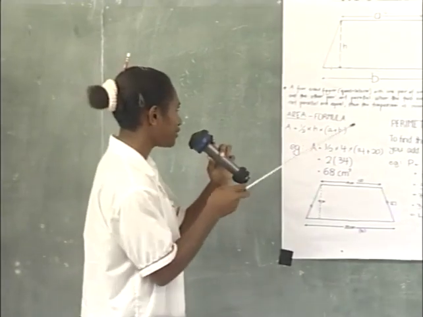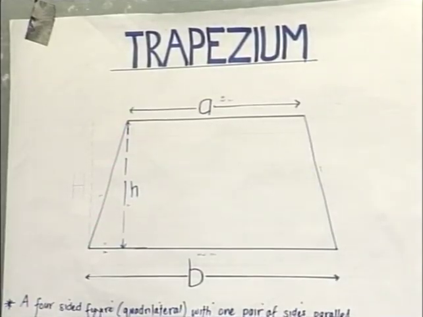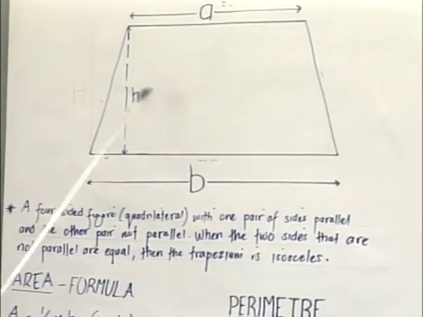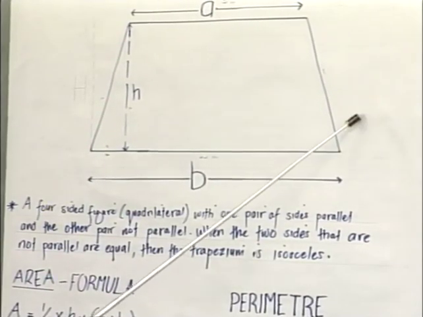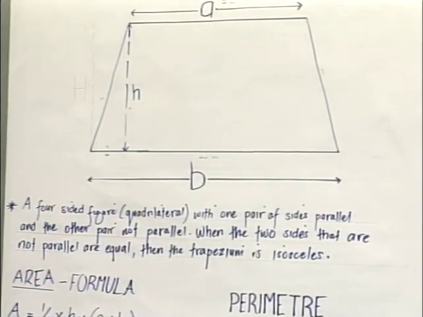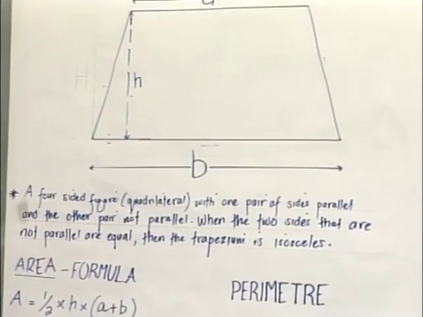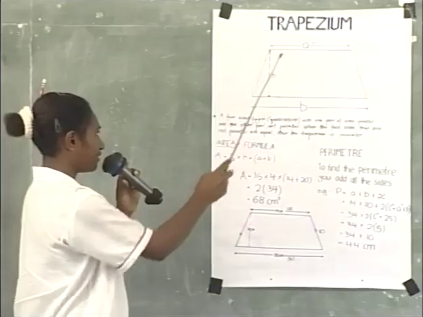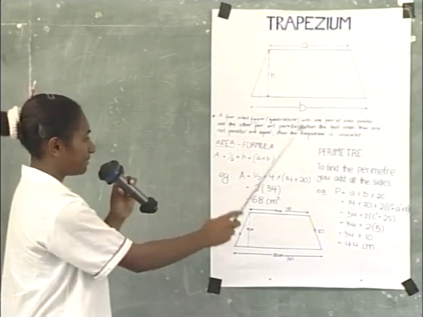Group 5's shape is trapezium. A trapezium is a four-sided quadrilateral figure with one pair of sides parallel and the other pair not parallel. When the two sides that are not parallel are equal, then the trapezium is an isosceles. The formula for the area of a trapezium is area equals half times the perpendicular height times A plus B.